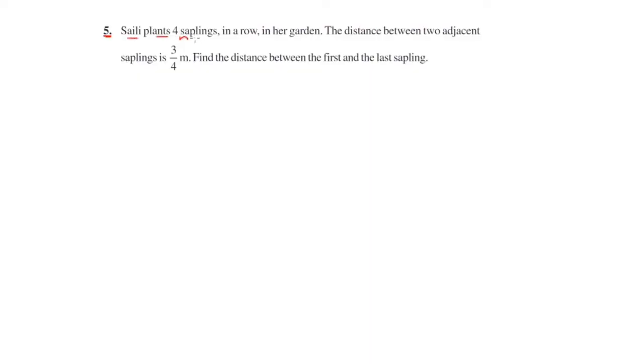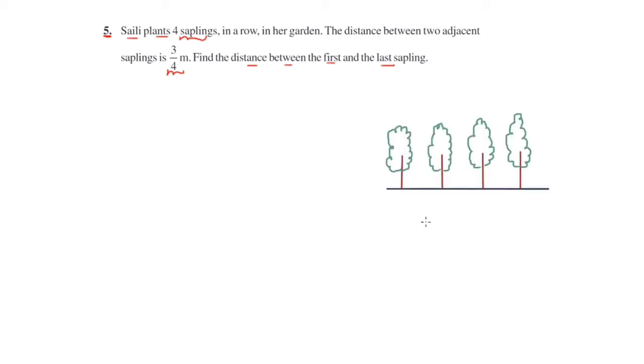Now moving to question number 5. Question number 5 says that Sally plants 4 saplings in a row in her garden. The distance between 2 adjacent saplings is 3 over 4 meter. We need to find the distance between the first and the last sapling. So before proceeding further in the question, let us visualize the picture for better understanding. Now suppose that these are the 4 saplings that are in a row in the garden of Sally.